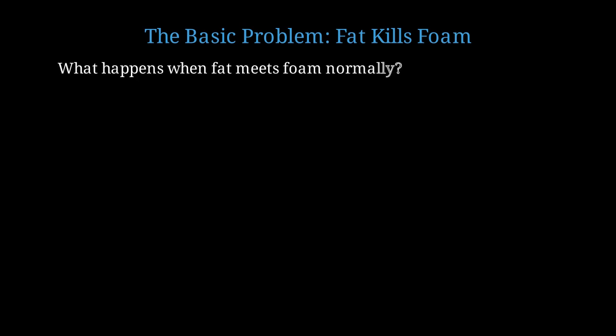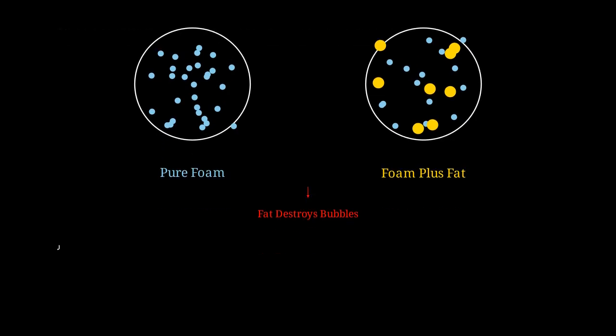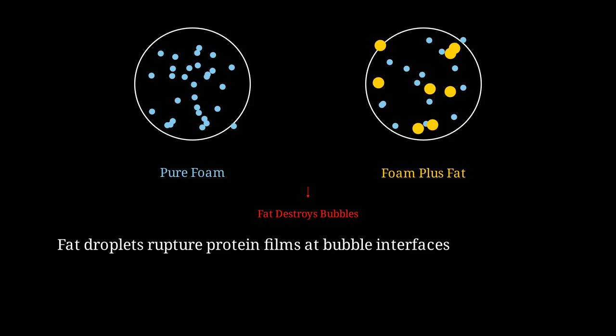First, let's understand what happens when fat meets foam under normal circumstances. When you're whipping egg whites into a meringue, even a tiny drop of egg yolk can ruin everything. Why? Imagine tiny air bubbles surrounded by protein films. These proteins create a stable network. But when fat droplets enter, they disrupt this delicate structure. The fat is hydrophobic, and it destabilizes the protein interfaces, causing bubbles to collapse. The fat droplets literally rupture the thin protein films that surround each air bubble. This is why careful cooks say never get any yolk in your egg whites when making meringue.